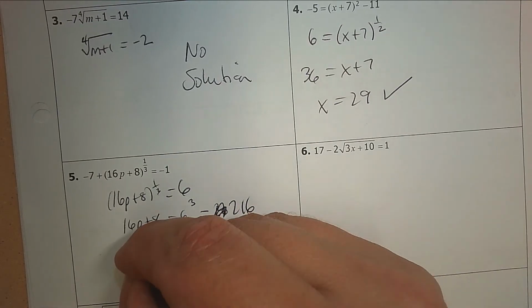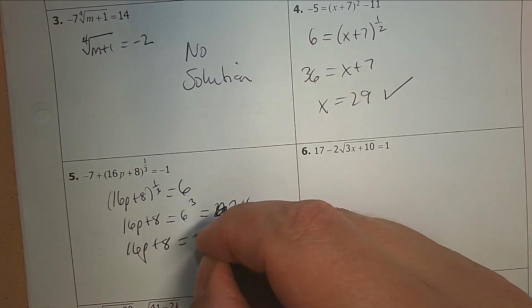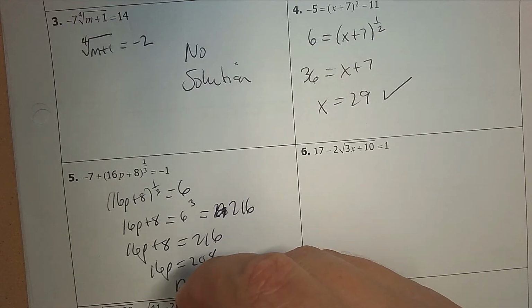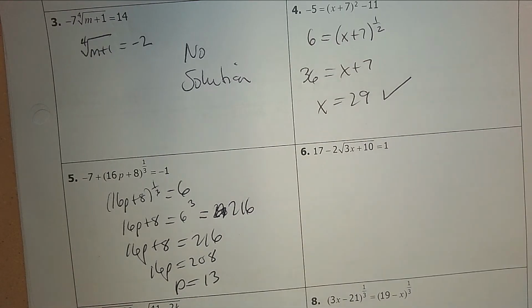So we have 16p plus 8 equals 216. Subtract 8. Now you get 208. Divide by 16 and you get 13. And that's a good solution.